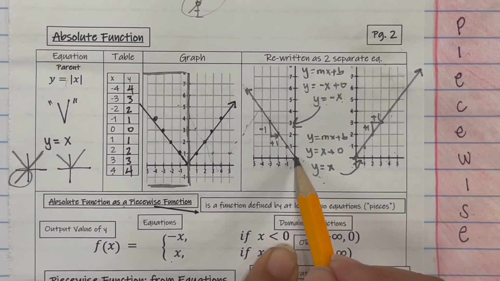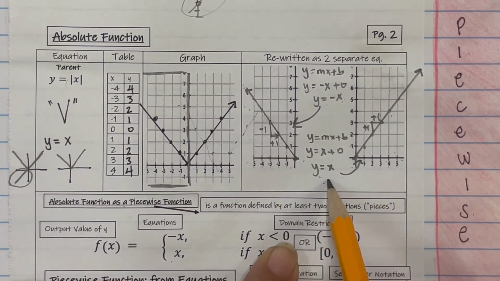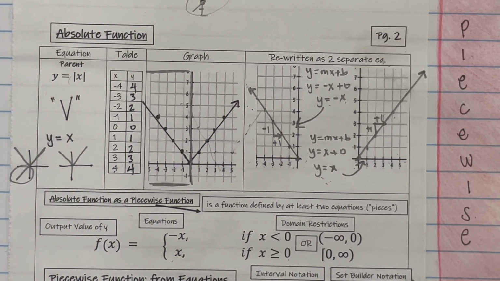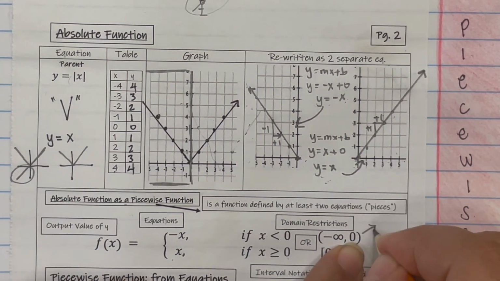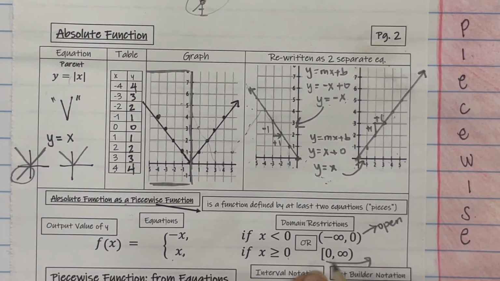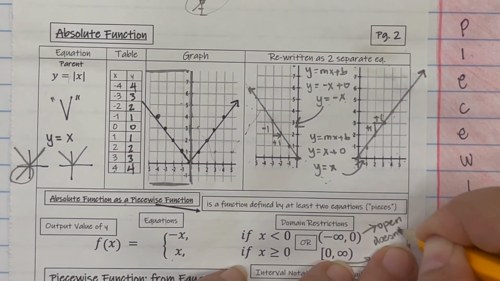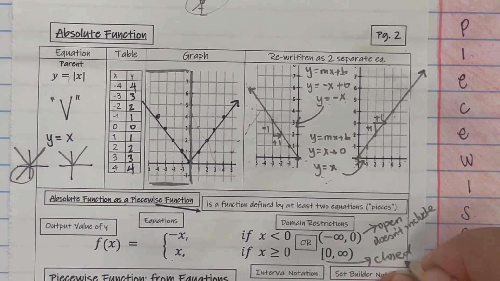So if x is less than 0, use that one. If x is greater than or equal to 0, use the right-hand side. Now be careful because it does include the point 0, 0. When you have an open parenthesis, it means that it does not include. When you have a closed bracket, it means it includes.